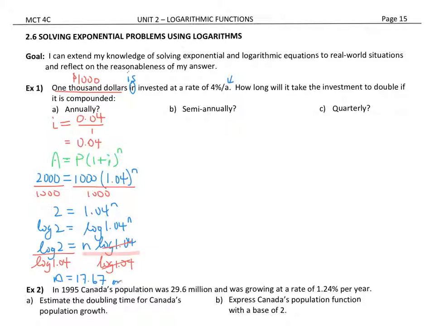Or we could say 17 years, and then to get the number of months, you just take your 0.67 and multiply it by 12, and that will give you your number of months. So it's about 17 years and 8 months, approximately.